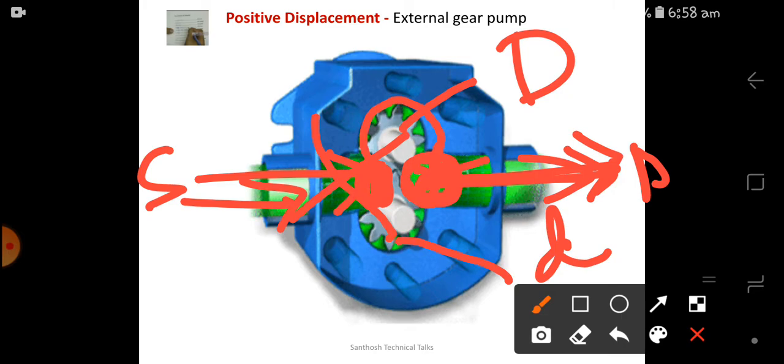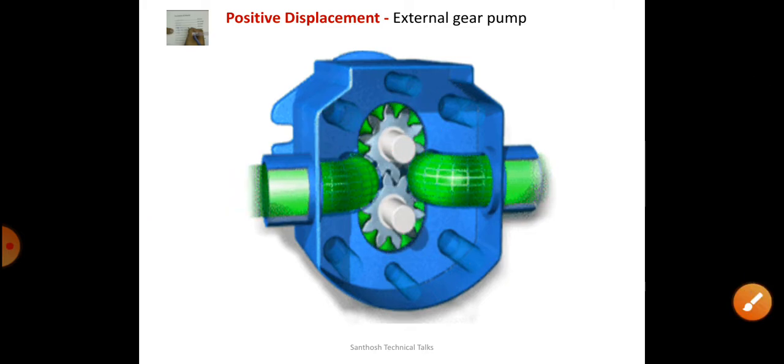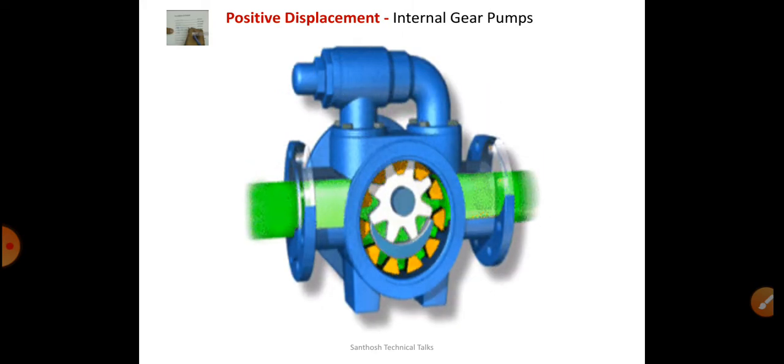And this type of gear pump is used for delivering highly viscous liquids like oils, or fuels like petrol or diesel. So this is the external gear pump, since both gears are mated externally, and this is the internal gear pump. The functions are the same, whereas the mating of the gears is internal.